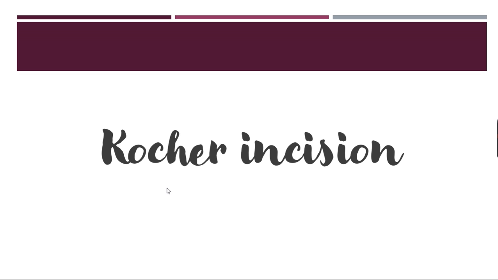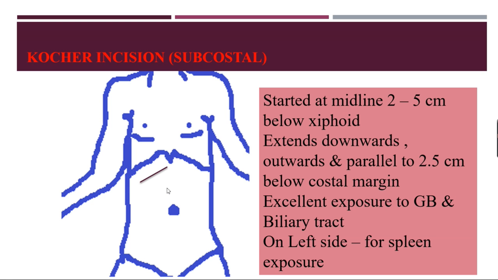Now after median and paramedian incision, next comes the Kocher incision, also known as subcostal incision. Here you can see this is the xiphisternum, this is umbilicus, and this is right subcostal incision known as right side Kocher incision. Although we can apply it whenever required on the left side also, right? Usually it starts at the midline 2 to 5 centimeter below the xiphoid process, extends downwards, outwards, and parallel to, 2.5 centimeter below the costal margin. Here you can see. And there is excellent exposure of gallbladder and biliary tract, right? On the left side, if we are applying this Kocher incision, it is good for spleen exposure. So these are the indications for handling the gallbladder on the right side or for spleen exposure on the left side.